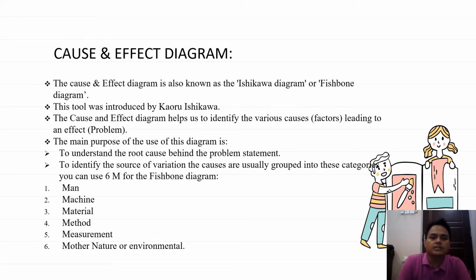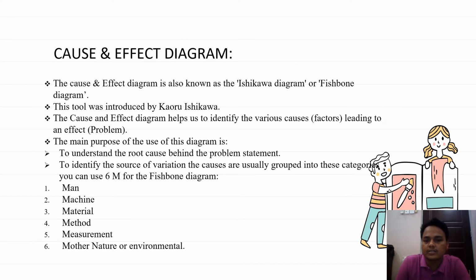The cause and effect diagram is also known as the Ishikawa diagram or fishbone diagram. This tool was introduced by Kaoru Ishikawa. The cause and effect diagram helps us to identify the various causes, factors leading to an effect or problem. The main purpose of the use of this diagram is to understand the root cause behind the problem statement. Second, to identify the source of variation.